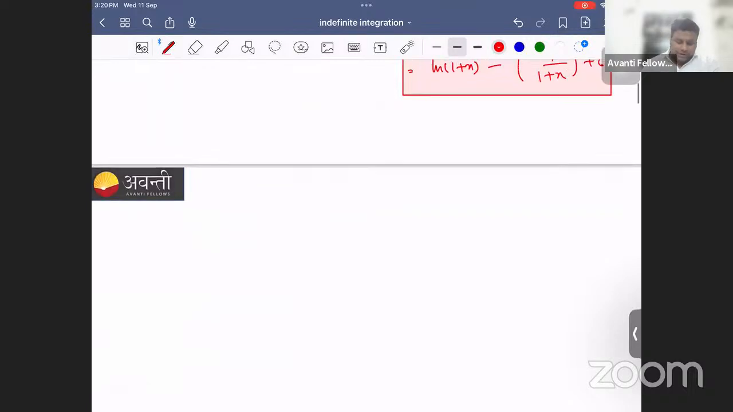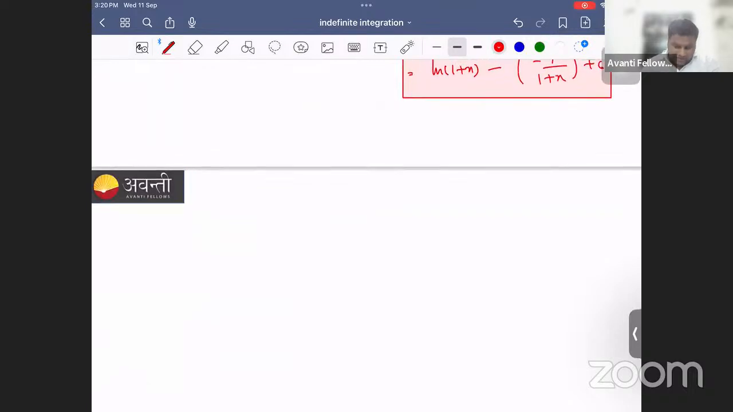Okay. Try this question. Integration of e to the power 3x plus e to the power 5x upon e to the power x plus e to the power minus x dx. Try it out. Take a moment, try it.